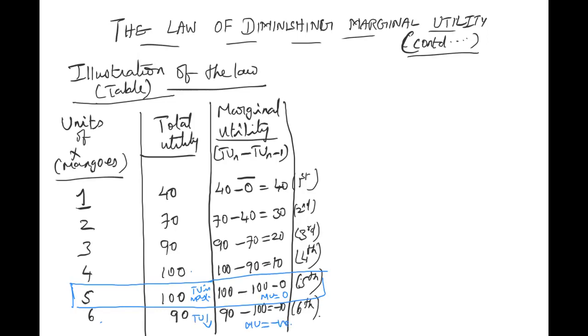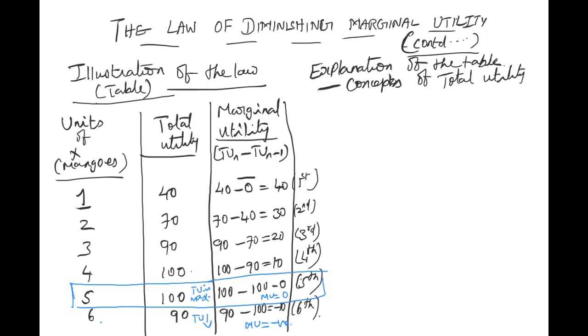The same thing, if you have to explain in words, the explanation of the table. When we are explaining the table, I have to include the meaning of total and marginal utility. Concepts of total utility, that is TU, and marginal utility.